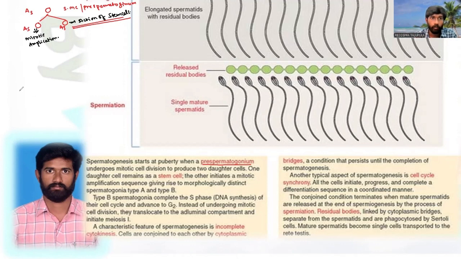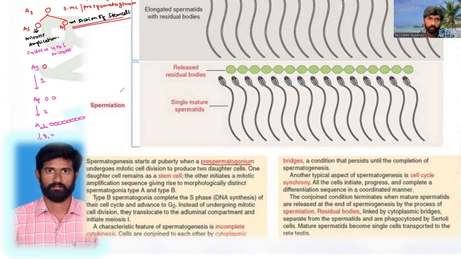Now, how many cycles? 4 to 6 cycles. That means 4 to 6 mitotic divisions will happen. Because of this, AS will be converted into AP, that means this cell will be converted into two cells. And AP will be converted into A aligned. In some books it is recorded as 4, in some books as 6. That means one cell is converted into 2, 2 into 4, and from 4 to 8, similarly production of many cells will happen.